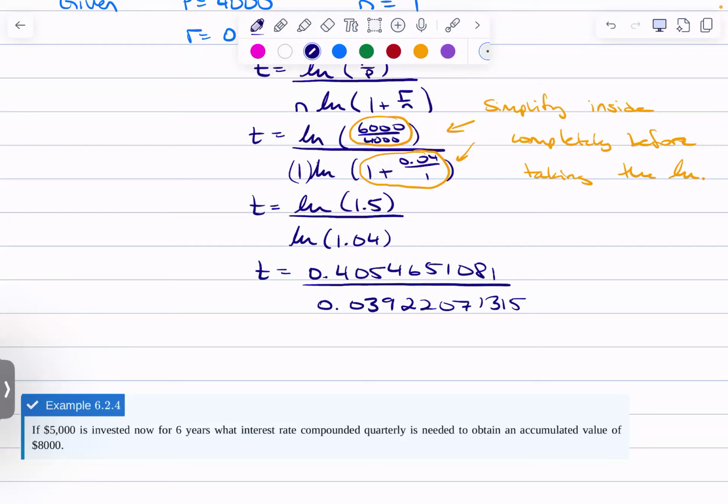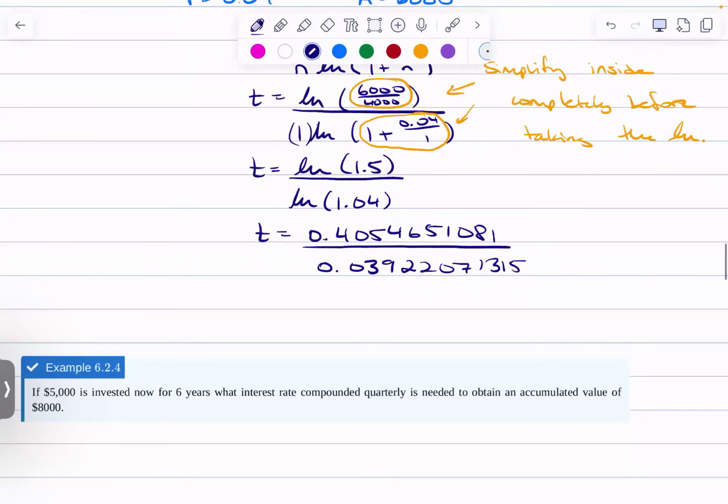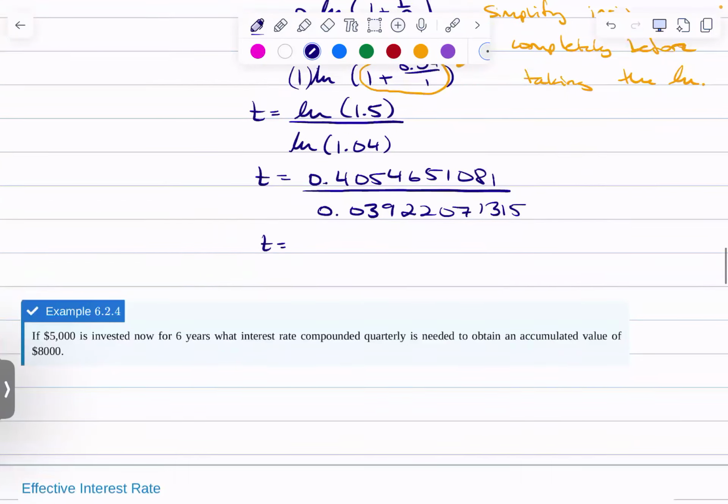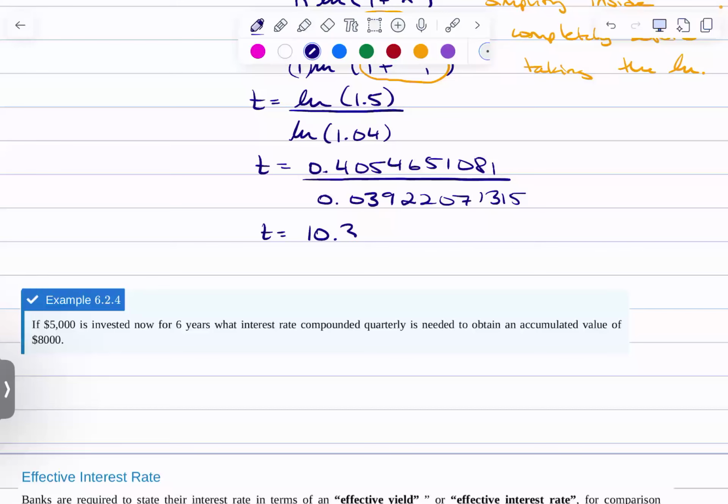So, here we go. I'm going to do it start to finish in here. The ln of 1.5 divided by the ln of 1.04. And I get a t of 10.33803507 years. And let's not bother converting the 0.338 into months or anything crazy like that. Just keep it as a decimal.